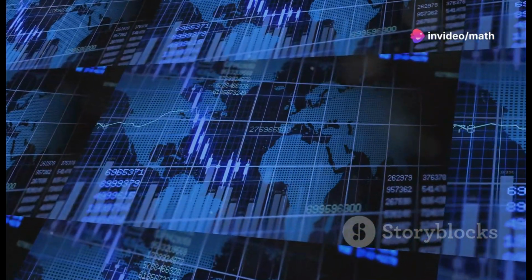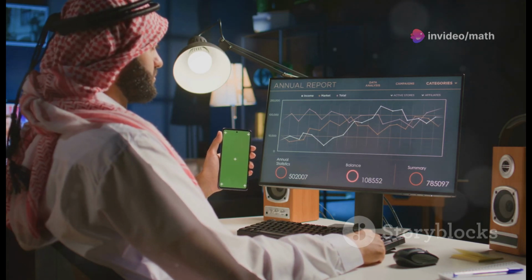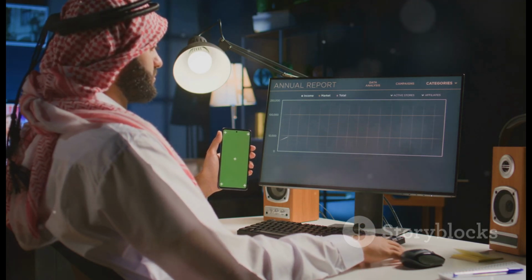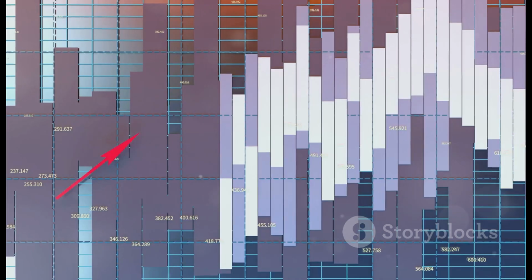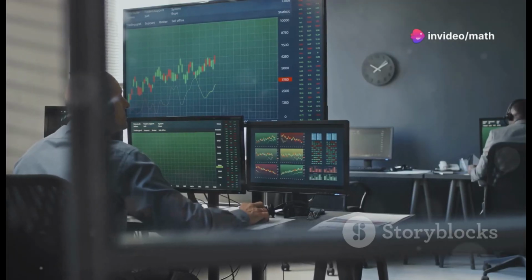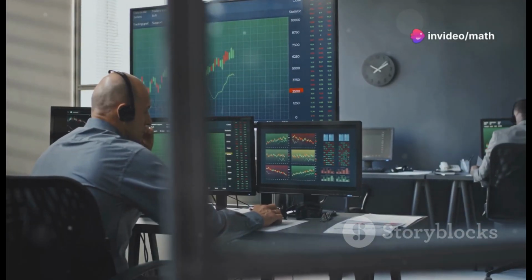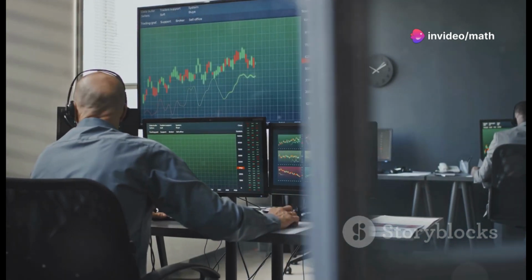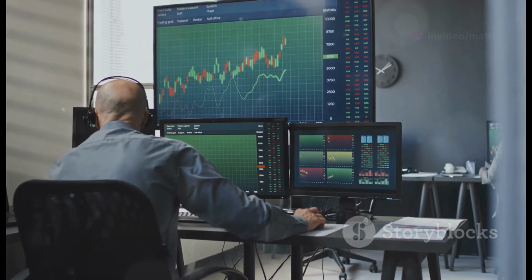Key economic indicators like GDP growth rates, inflation and unemployment rates are the result of complex mathematical calculations and modeling. These provide us with a snapshot of an economy's health. Mathematics plays a crucial role in crunching the numbers, providing us with insights and predictions that shape our understanding of the economic landscape.